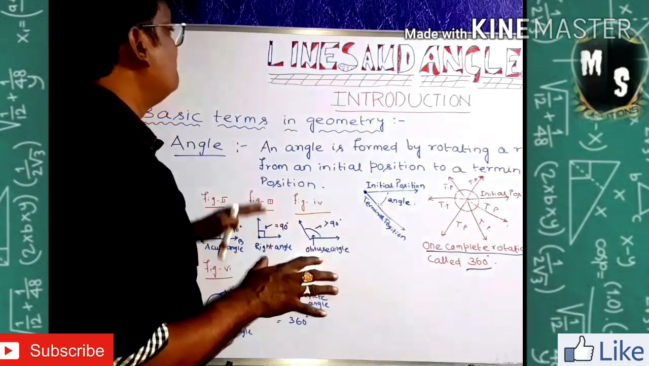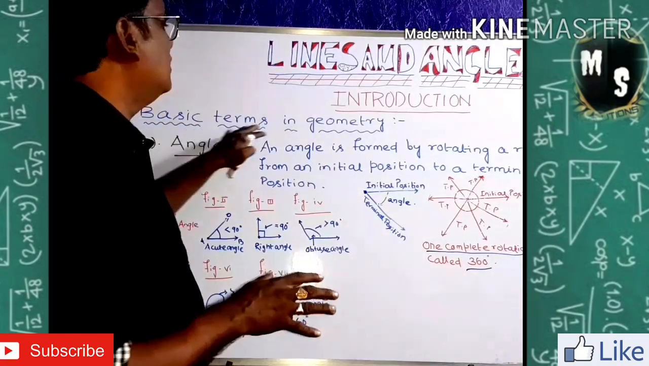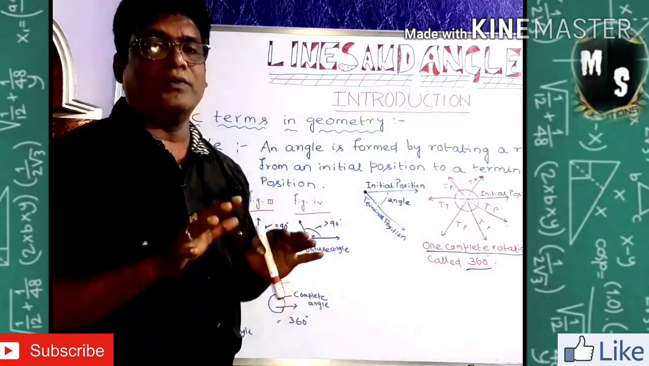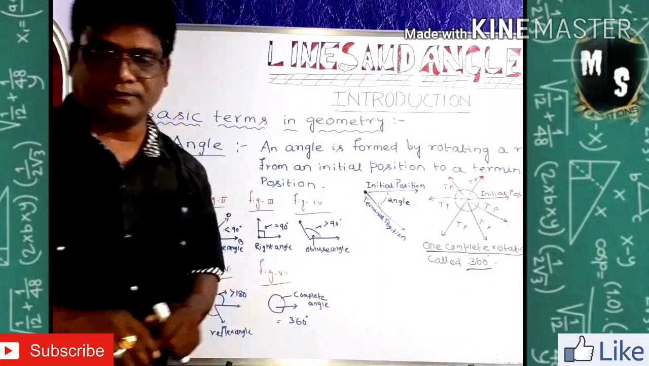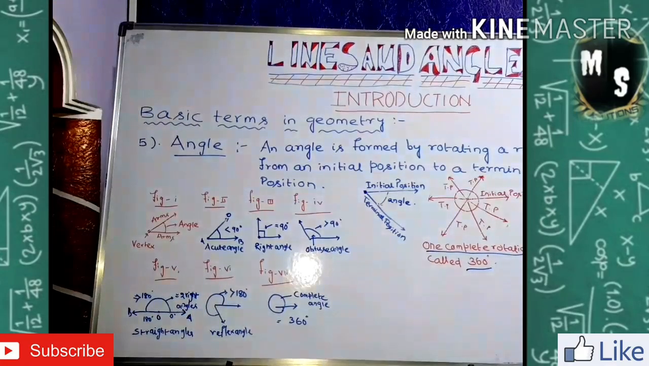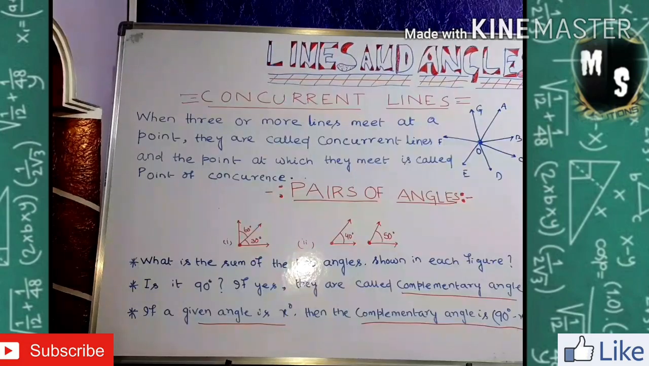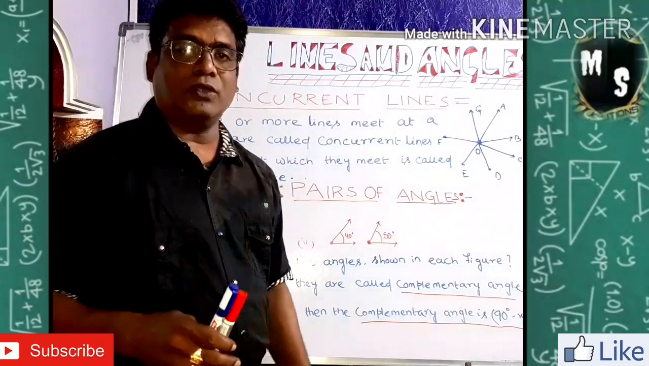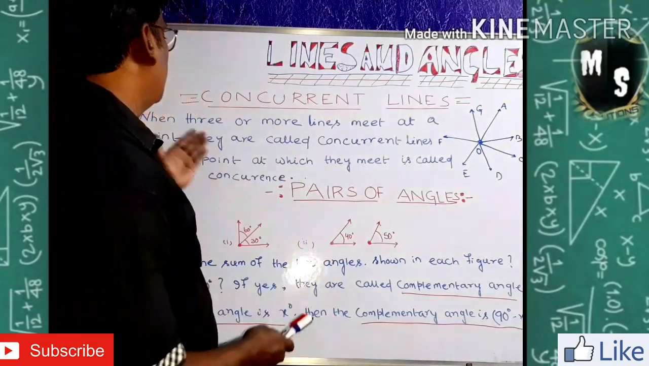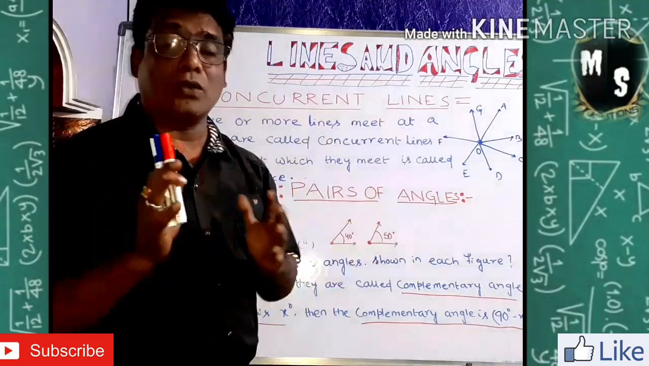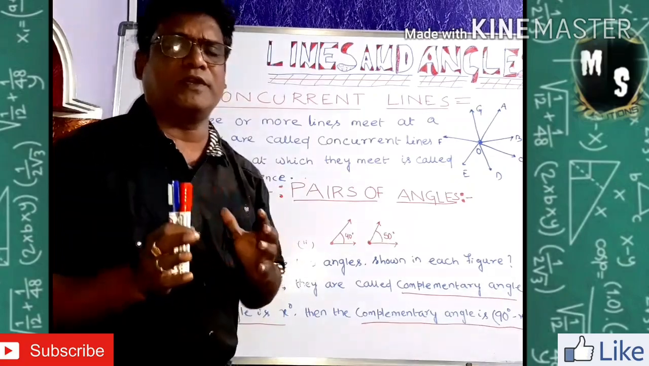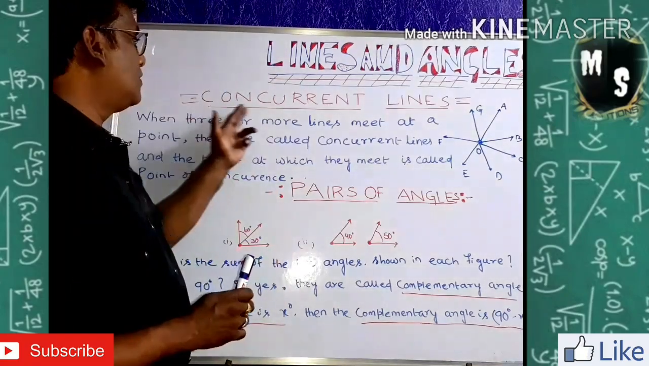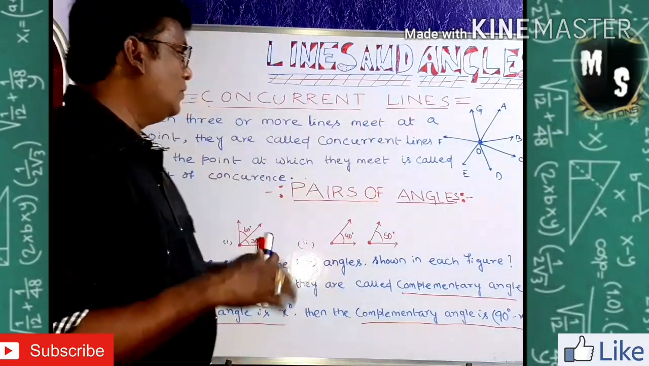This is about your basic terms in geometry. Now we will start the next part. Now come to the next part. What is the next part? Concurrent lines. What is the spelling? Concurrent lines. So what is that?